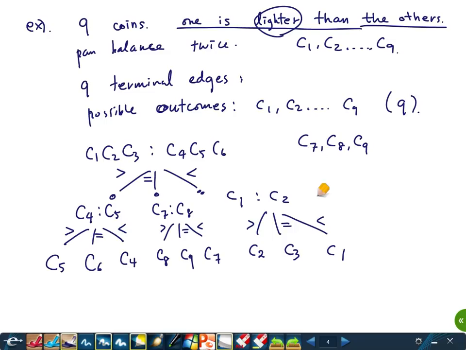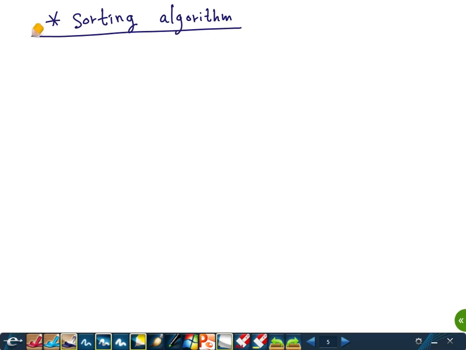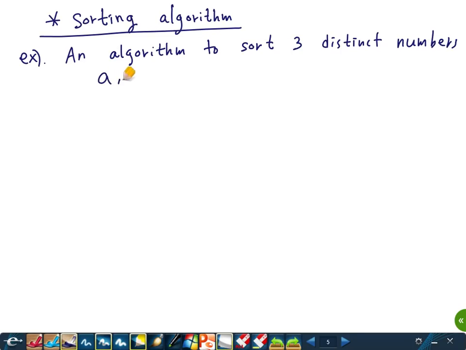So finding the number of terminal vertices in a binary tree like this can be useful to analyze the complexity of an algorithm. So one of the basic but very important algorithms is the sorting algorithm. Sorting. So let's see an example. Let's consider an algorithm to sort three distinct numbers. Say A, B, C. A, B, C are distinct real numbers. So we want to decide which one is the smallest, which one is the second smallest, and the largest.